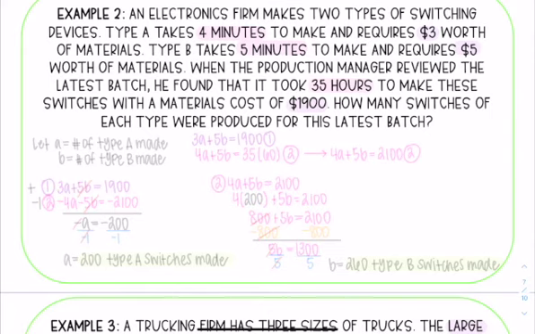So a lot of times the last question is what you are looking for. So we want to know how much of each type were made. So I'm going to make things easy, and I'm going to say let A be the number of type A made, and I'm going to let B be the number of type B that were made.